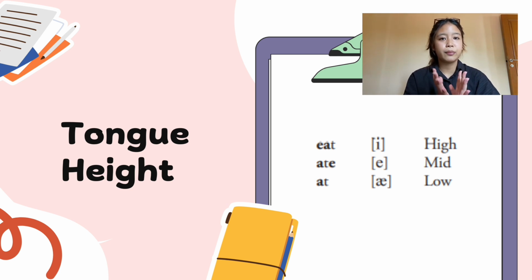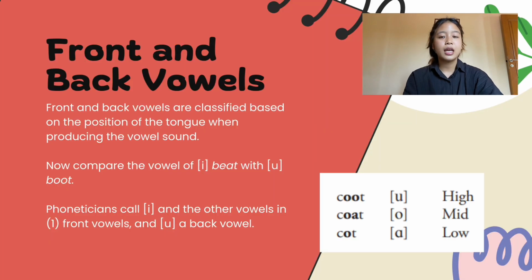Here are the examples. The high one is "it," the mid one is "ate," and the low one is "at." It, ate, and at. Next, front and back vowels. Front and back vowels are classified based on the position of the tongue when producing the vowel sounds. Front vowels are produced with the front of the tongue raised toward the roof of the mouth, like this. And back vowels are produced with the back of the tongue raised toward the velum or soft palate.